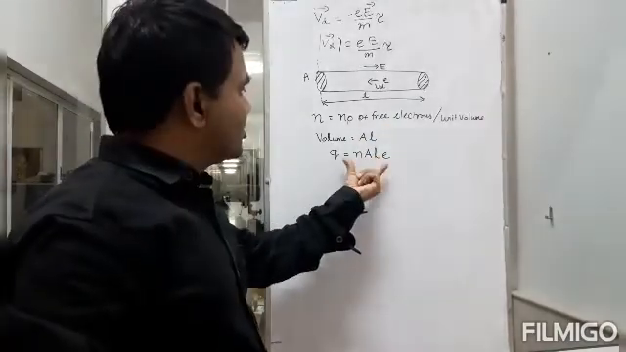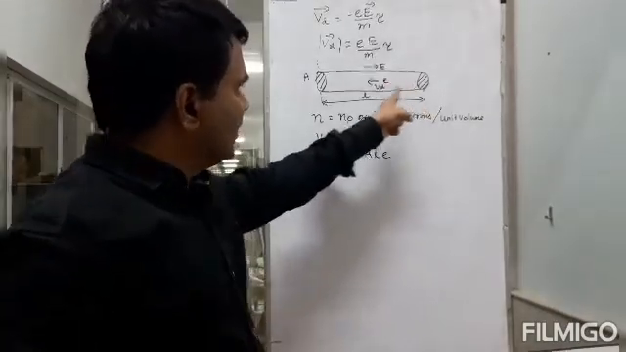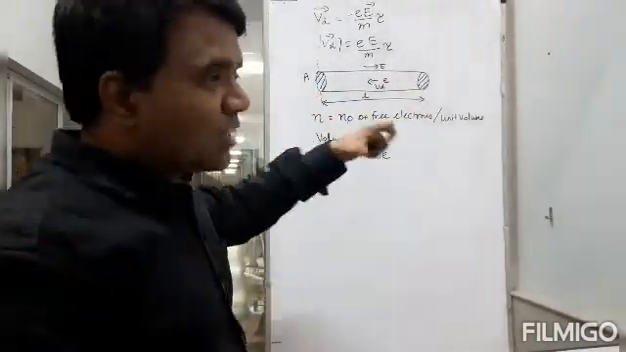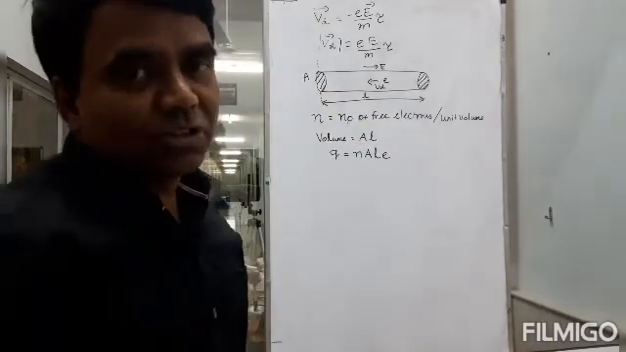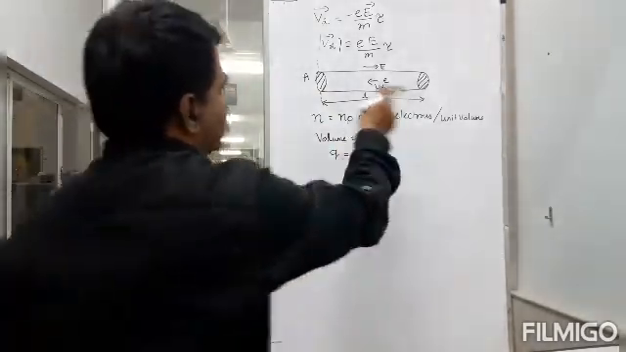So how much charge is gone? This is the amount of charge that will leave this. And what is the time it takes? That is the question. How do you find the time?